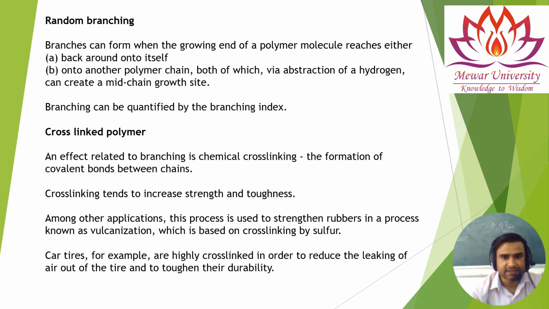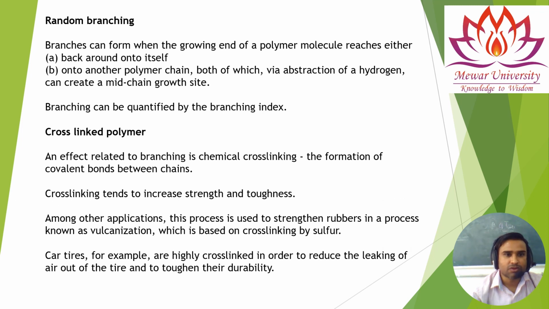Now coming to the next slide, we will see how these molecules are formed, how the different architectures of polymers are generated. So how does random branching happen? Branches can form when the growing end of the polymer molecule reaches back onto itself or onto another polymer chain, both of which, via abstraction of a hydrogen, can create a mid-chain growth site. Branching can be quantified by the branching index.